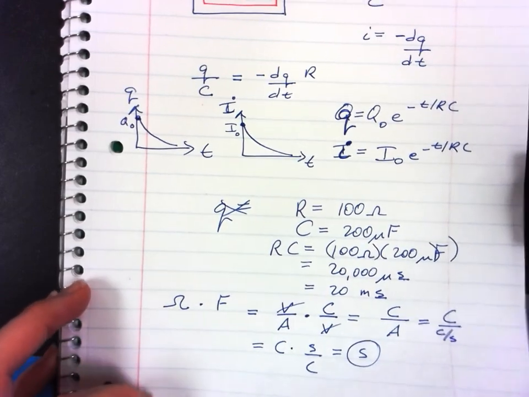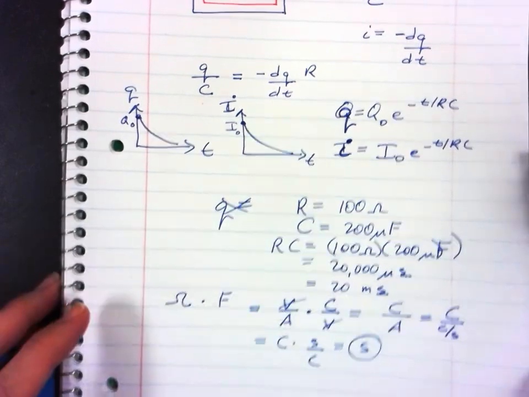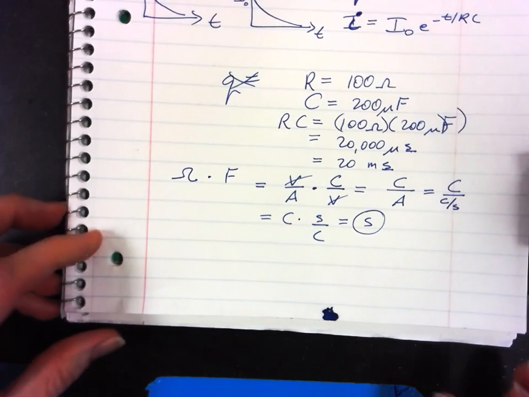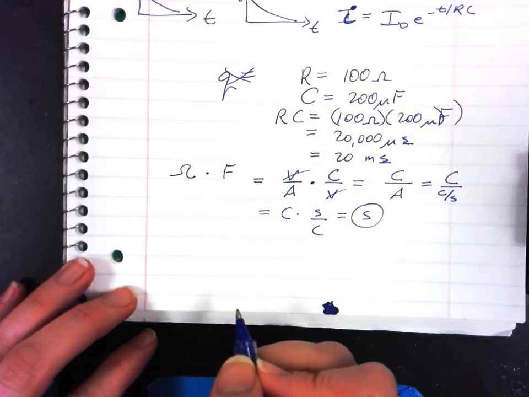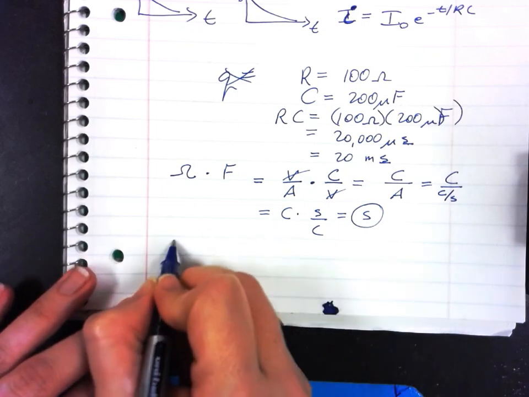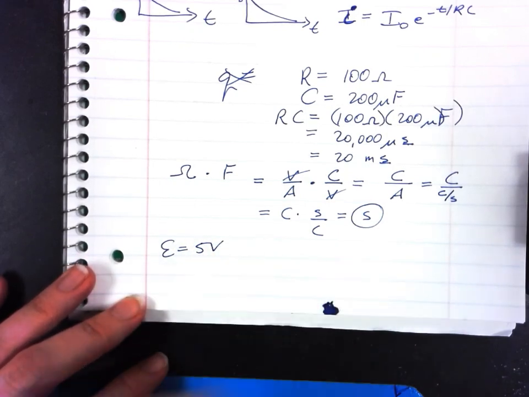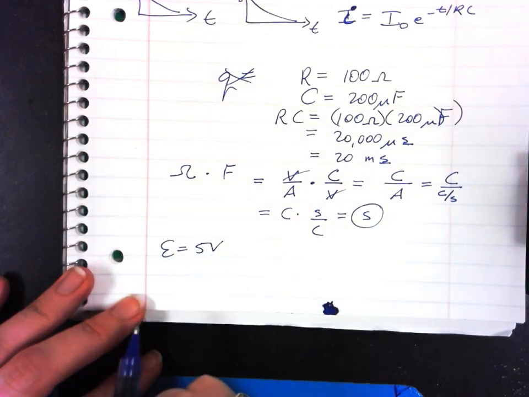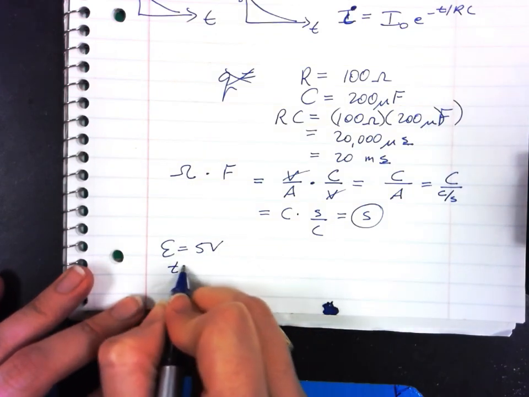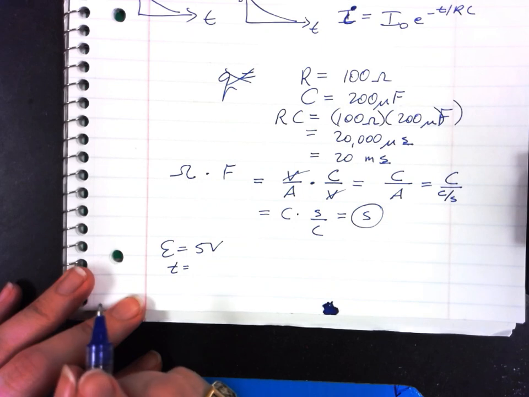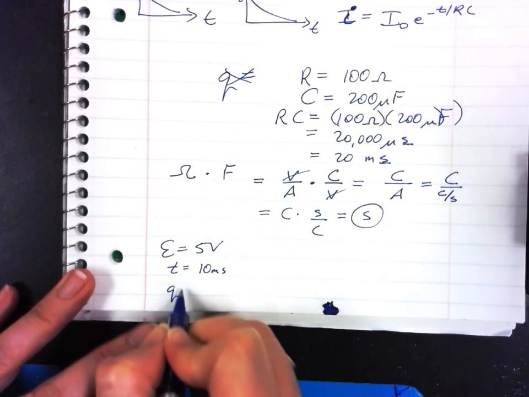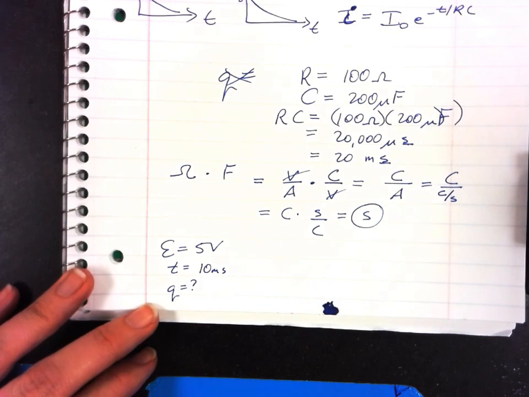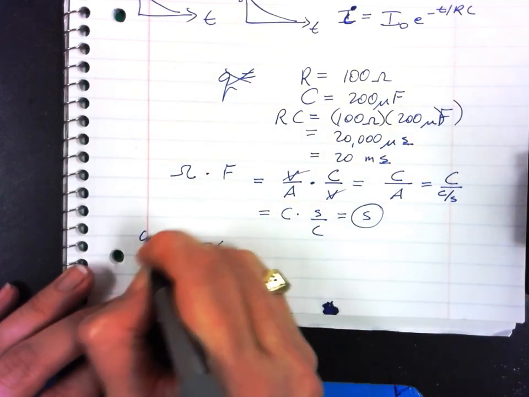So let's do a problem continuing this. If we connect this to a circuit that has an EMF of 5 volts, I think these are all numbers from the lab, that's pretty funny, 5 volts, and I want to know at t equals 10 microseconds, what is the charge? And this is while it is charging.